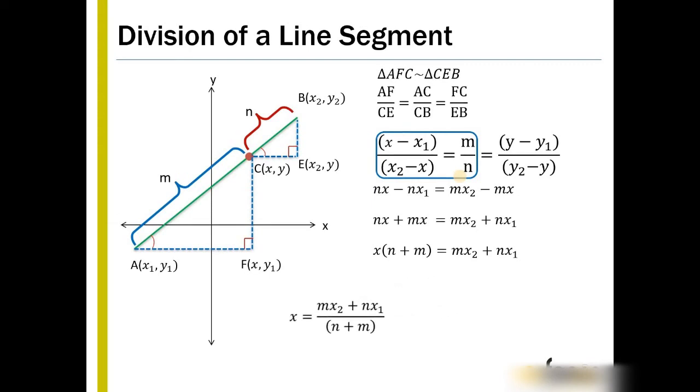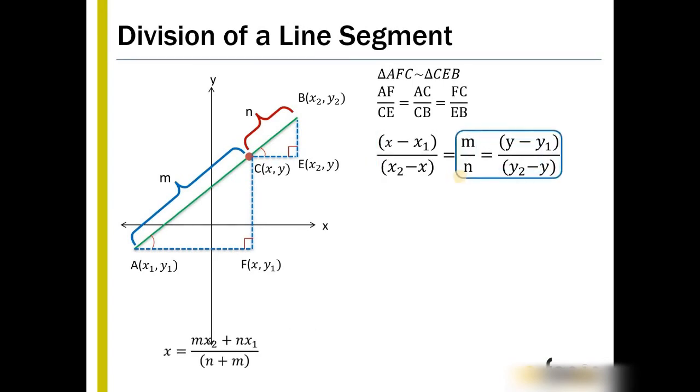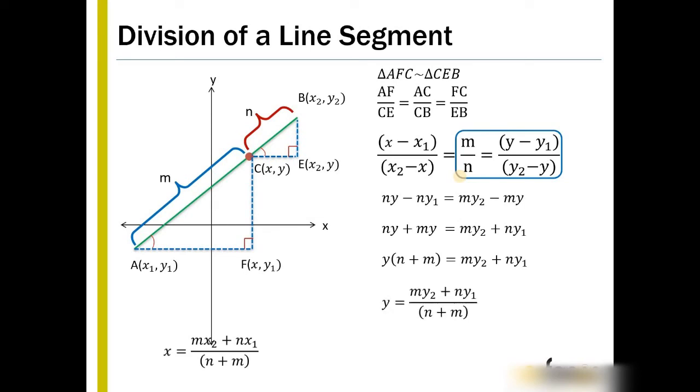And now we can use the other side to find a general formula for y. So we get ny minus ny1 equals my2 minus my. So ny plus my equals my2 plus ny1. And factorise gives y times (n plus m) equals my2 plus ny1. So y equals (my2 plus ny1) over (n plus m).